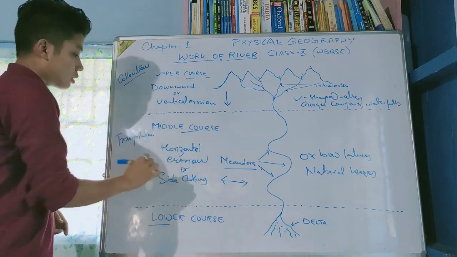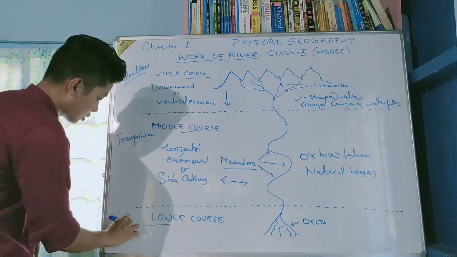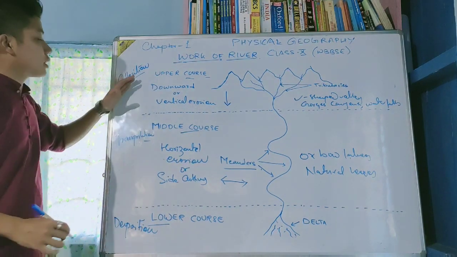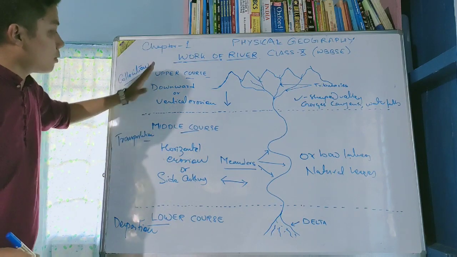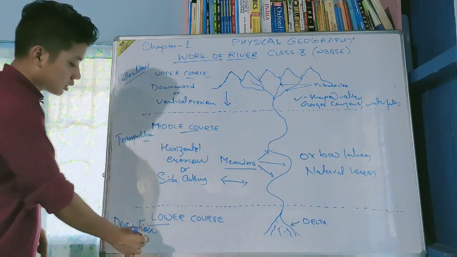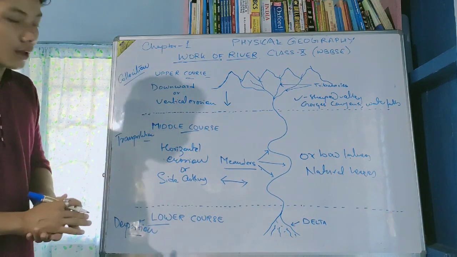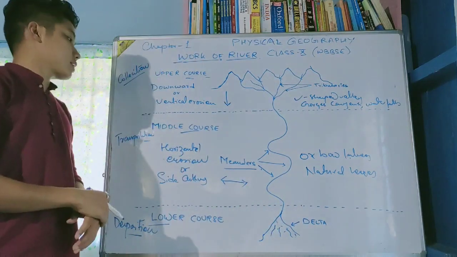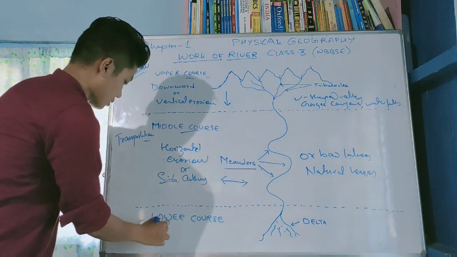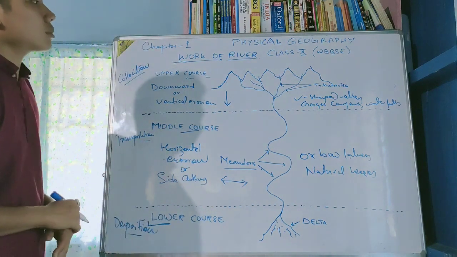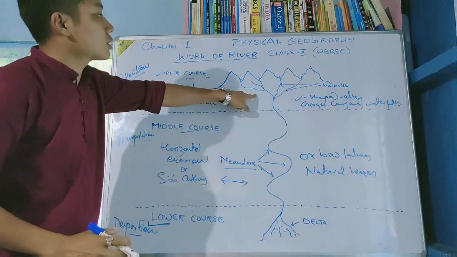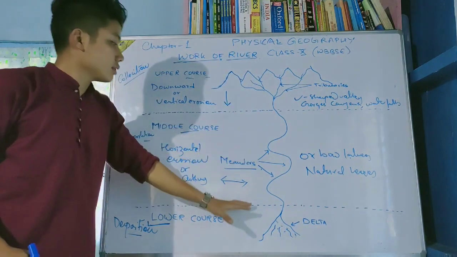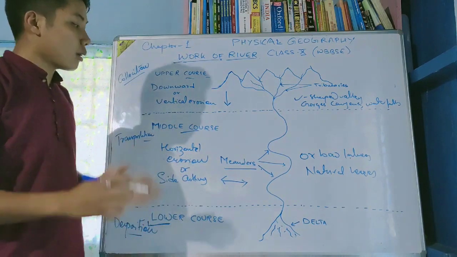See, the main work of the river here is deposition. Whatever materials are collected and transported from the upper course and middle course are deposited in the lower course or the lower stage of the river. Here we can see different features like deltas. If we talk about the velocity of the river, the velocity here is very rapid. It gradually decreases in the middle course, and in the lower course the velocity of the river is very low.